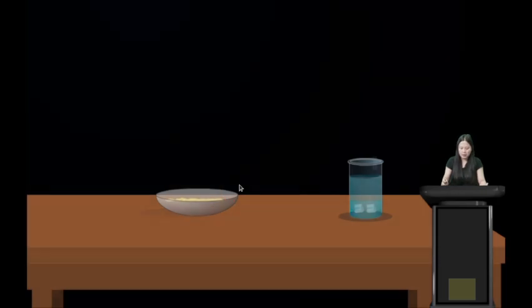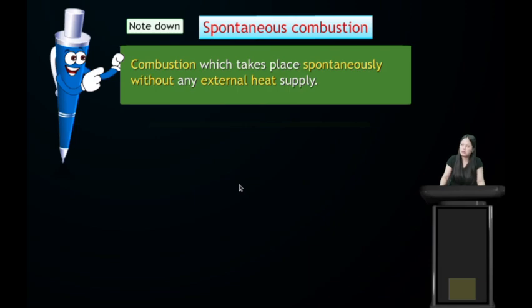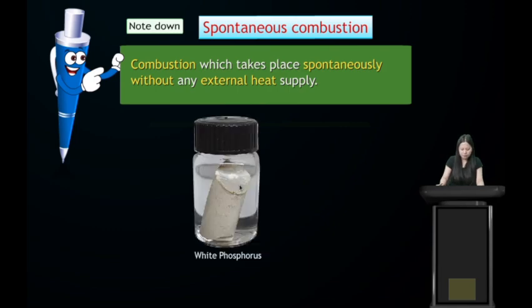So this type of combustion is known as spontaneous combustion. What is spontaneous combustion? It is combustion which takes place spontaneously without any external heat supply. We did not supply any heat to the sodium pieces, yet it catches fire on its own when exposed to air. Such combustion is known as spontaneous combustion.